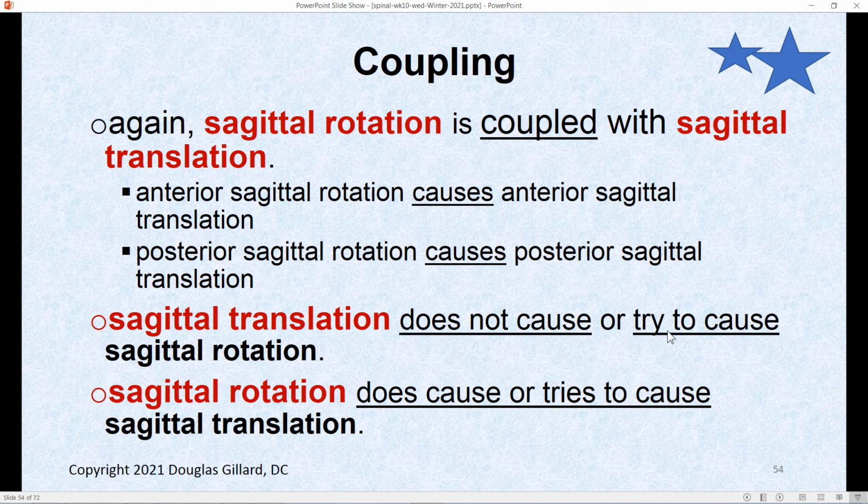Simple as that. And we already said the anterior and posterior sagittal rotation are coupled with anterior and posterior sagittal translation. So when you bend forward, it imparts an anterior translational force. When you bend backwards, it imparts a posterior sagittal translational force. So sagittal rotation is always coupled with sagittal translation. That's a note card: sagittal rotational forces or movements are always coupled with sagittal translational forces, and we've already explained that.